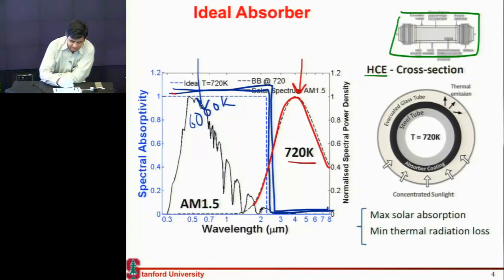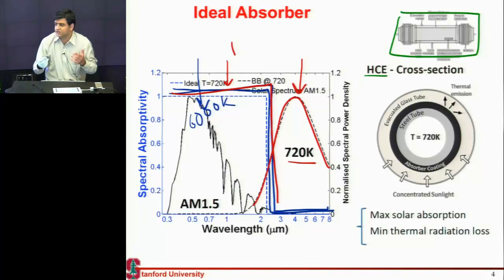So it should have this perfect emissivity or perfect absorptivity. Remember, absorptivity and emissivity are just the same thing. They are reciprocal of each other. So sometimes I say absorptivity, sometimes I say emissivity, but they are the same thing. So if something is a good absorber, it's also a good emitter of light. So it should have essentially zero absorptivity or emissivity in this range.